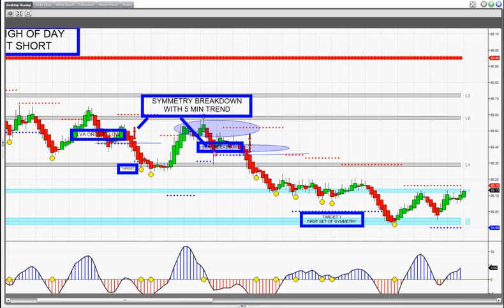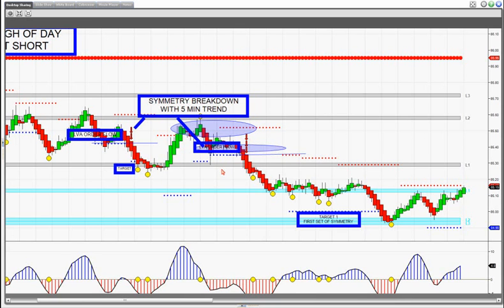Both of these are LVA order flow breakdowns of 5-minute trend. It's one of the easiest trades to spot, because all you have to do is look for 5-minute trend, wait till it gets to LVA or HVA, and look for a breakdown continuation play, and that's it.